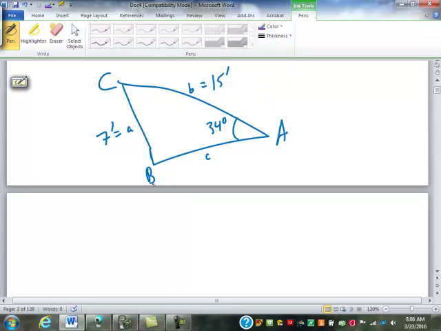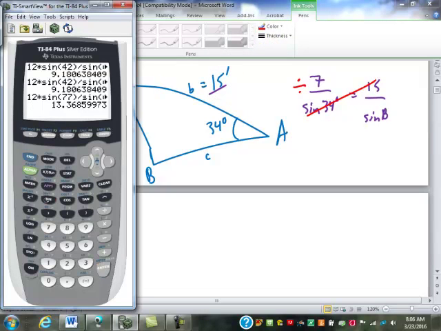Now, notice I didn't tell you whether B was obtuse or acute. That should throw up a red flag, though. This opposite side is smaller than the other sides. But if we set this up, you don't know, it could be either one. But 7 over sine of 34 degrees equals 15 over sine of B. We cross multiply and divide: sine of 34 times 15 divided by 7.